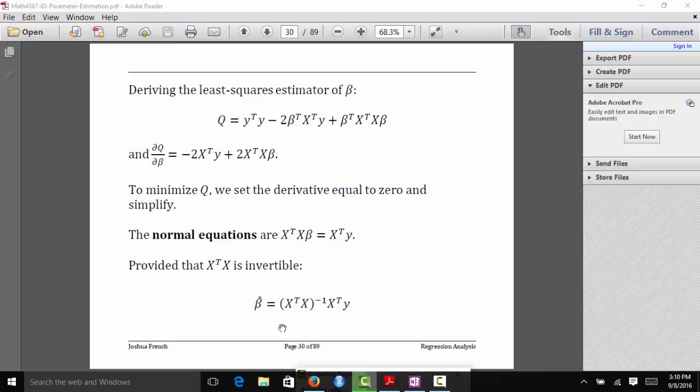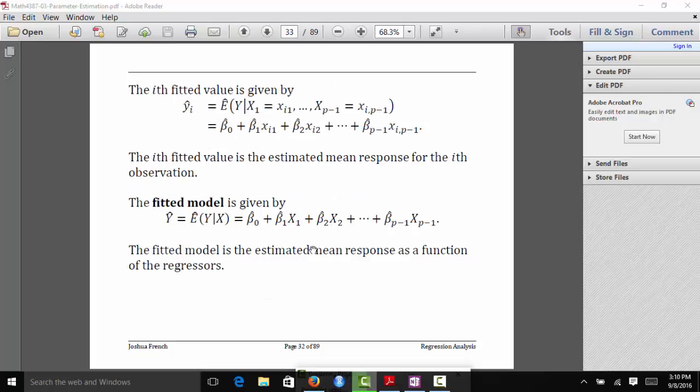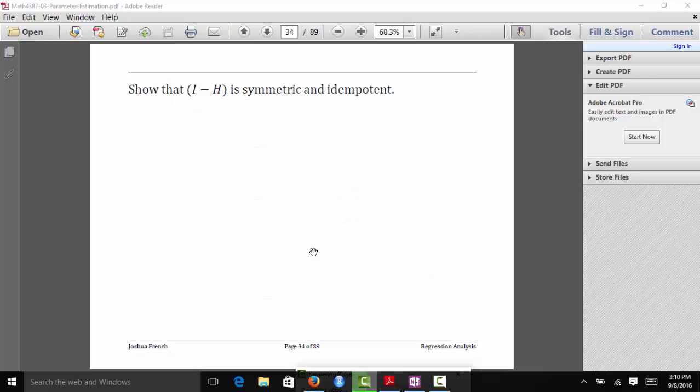And this is a nice closed form expression, and as long as X has full rank, so we don't have any linear dependency in the columns of X, then this is going to work just fine for estimating our regression parameters. And so what we want to do is look at some of the properties of the ordinary least squares estimates of beta, and we'll have some lemmas along the way that we'll need to prove. And so that's what we're going to do as we start here.